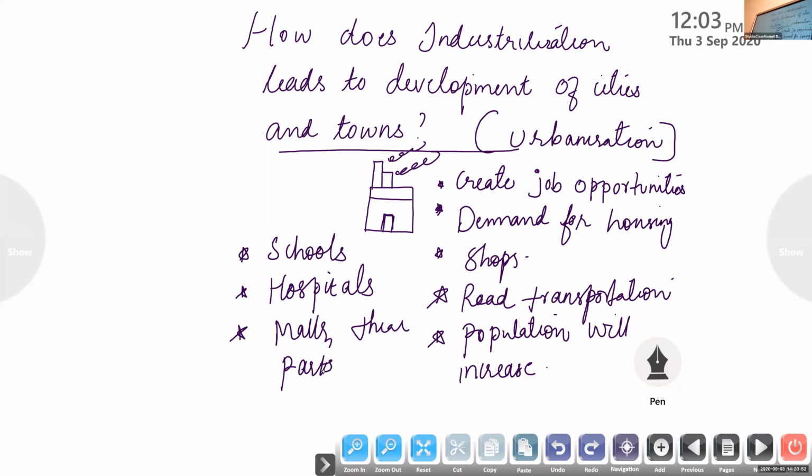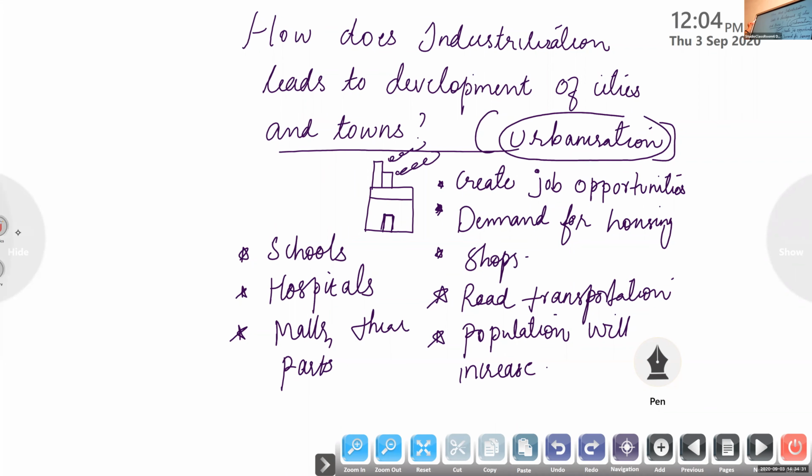Slowly and gradually, this village will become a city or town. Development of cities and towns, we use the word urbanization. Urban means city, right? So setting up an industry in an area leads to urbanization. That's why we said industrialization leads to development of cities and towns. But it is not a rapid change, it is slow and gradual. Clear?